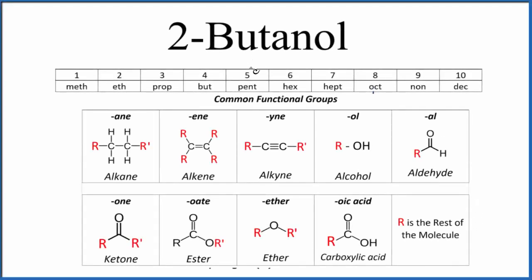Let's write the structural formula for 2-butanol. So for 2-butanol, we could write the molecular formula. That would look like this. But this really doesn't tell us how these atoms are arranged. For that, we need the structural formula of 2-butanol.